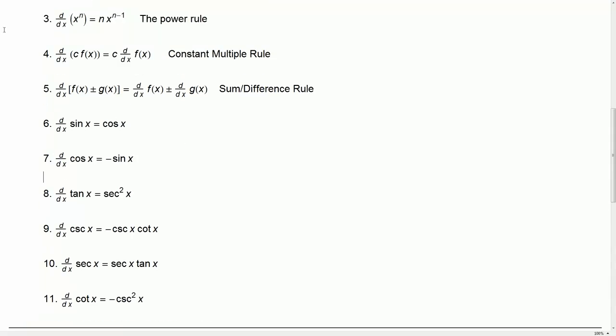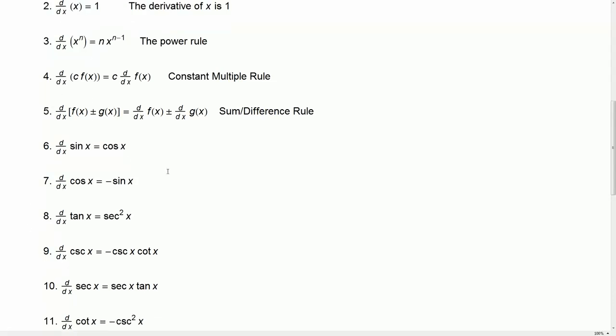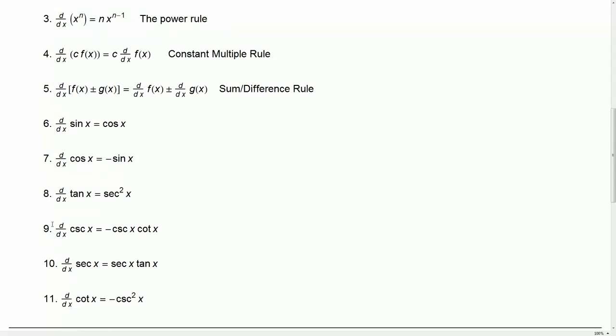Mostly in this section, we're going to be working with these first 7 rules, and then later on we'll get to the rest, 8, 9, 10, and 11.